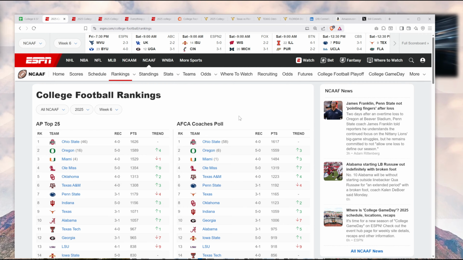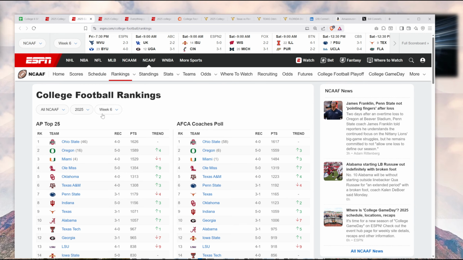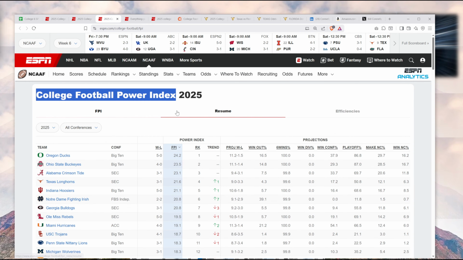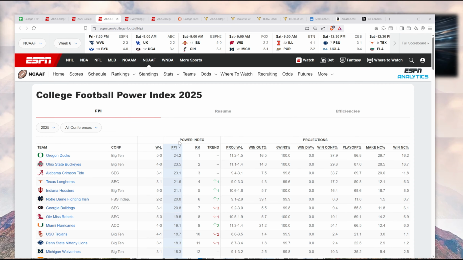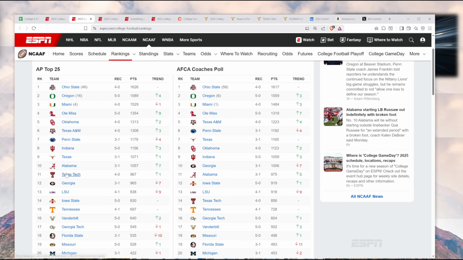So Vegas's numbers, the opinion of sports writers and coaches, and these power index numbers are not the same, and so you're looking for discrepancies. So anyway, go to rankings. Let's first go to Football Power Index. When you go to Football Power Index on the ESPN website, FPI is the Football Power Index, and this is the column that you're looking at. This is where I extracted the numbers. Based on this, Oregon's number 1, Ohio State's number 2, Alabama's number 3. It's different than the rankings, where Alabama's number 10.